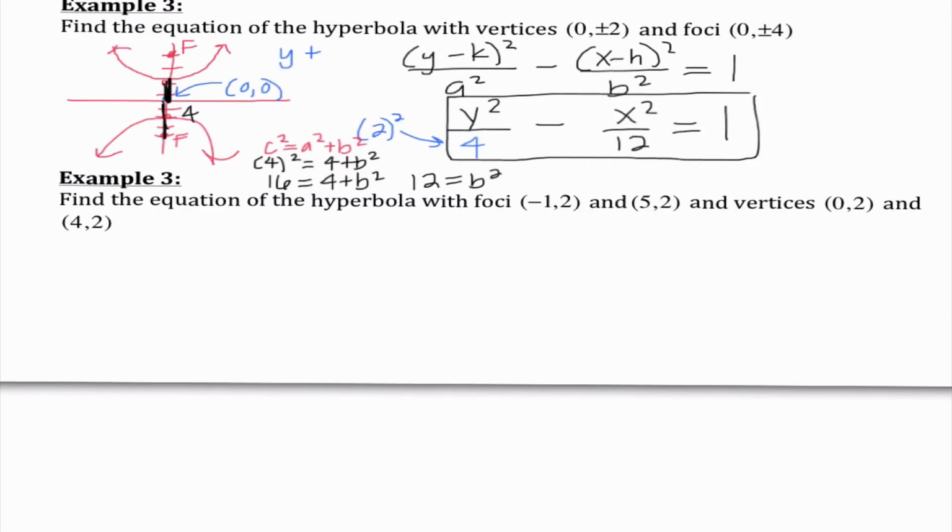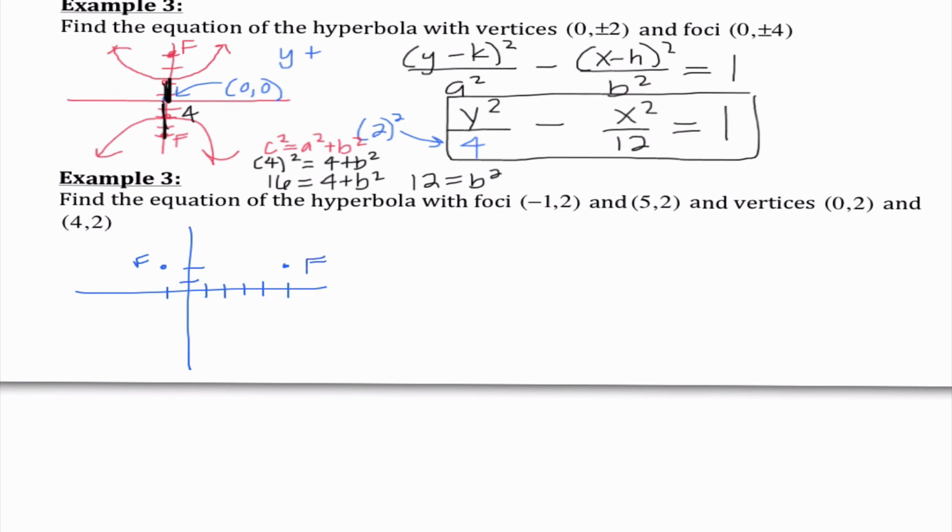And our final example once again gives us foci and vertices. So I'm going to go ahead and sketch this out. So our foci are at -1, 2. So I'm writing an F, 2, 3, 4, 5. And our other focus is at 5, 2.